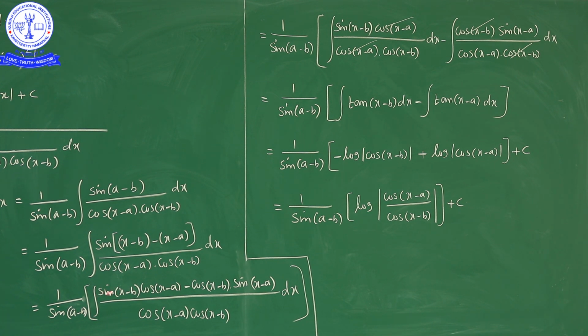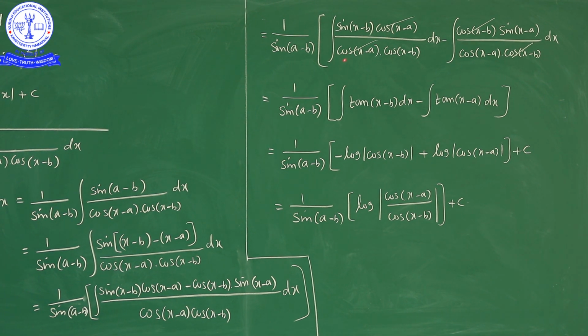Now, I will write the integration of this numerator upon this denominator minus the integration of this numerator upon this denominator. What is the advantage? Cos(x minus a) in the numerator and cos(x minus a) in the denominator cancel. So sin upon cos is tan(x minus b) dx. In this part cos(x minus b) cancels, so sin(x minus a) upon cos(x minus a) is tan(x minus a) dx.